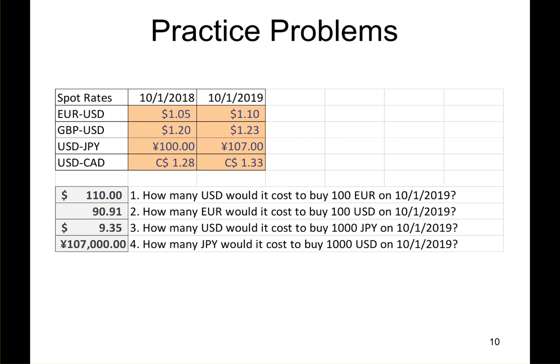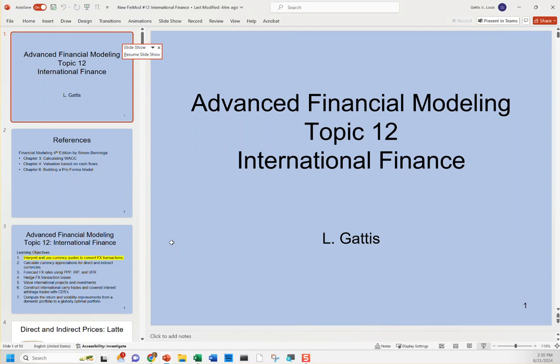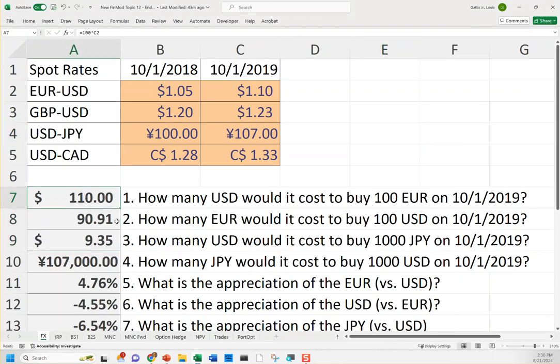Here are some practice problems. If you go to the spreadsheet, you can see practice problems. How many dollars would it cost to buy 100 euros? I just take 100 euros times the dollar per euro. How many euros would it cost to buy $100? I take the $100 times 1 over the dollar per euro.